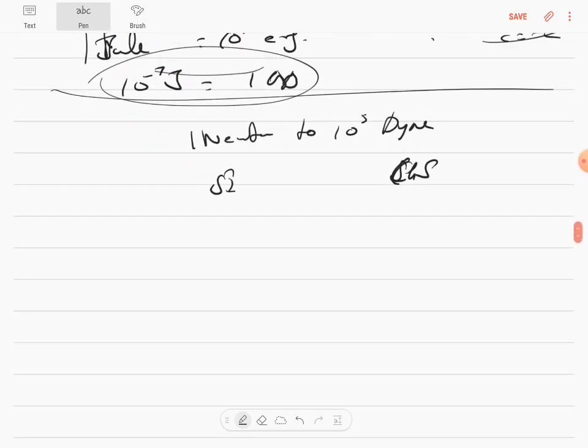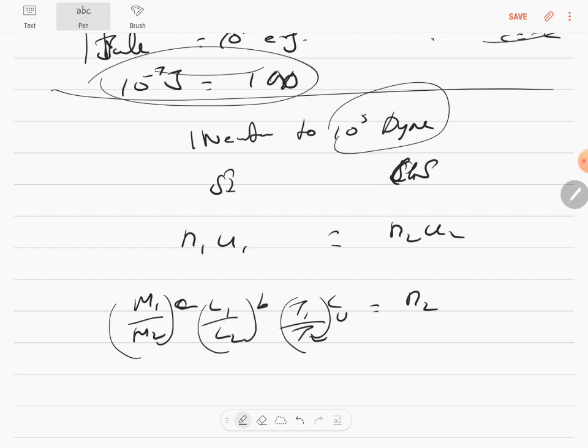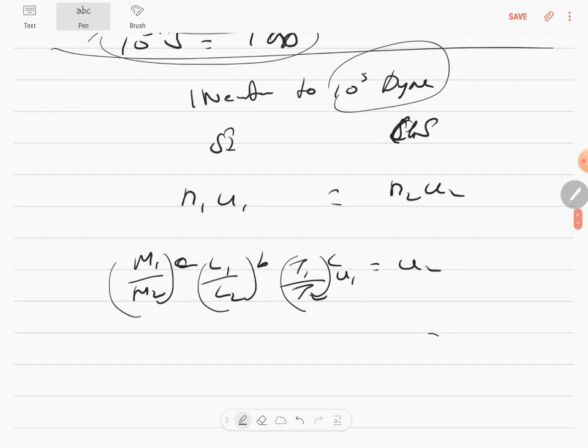So then 1 Newton, right, N1 U1 is equal to N2 U2. Again, you want the answer in CGS. So N2 is equal to M1 by M2 to the power A, L1 by L2 to the power B, T1 by T2 to the power C into U1 by U2. Okay, so then what is A B C? The dimensional formula of force is M L T to the power minus 2. So you know A is equal to 1, B is equal to 1, C is equal to minus 2. Seconds and seconds, so time can be ignored.